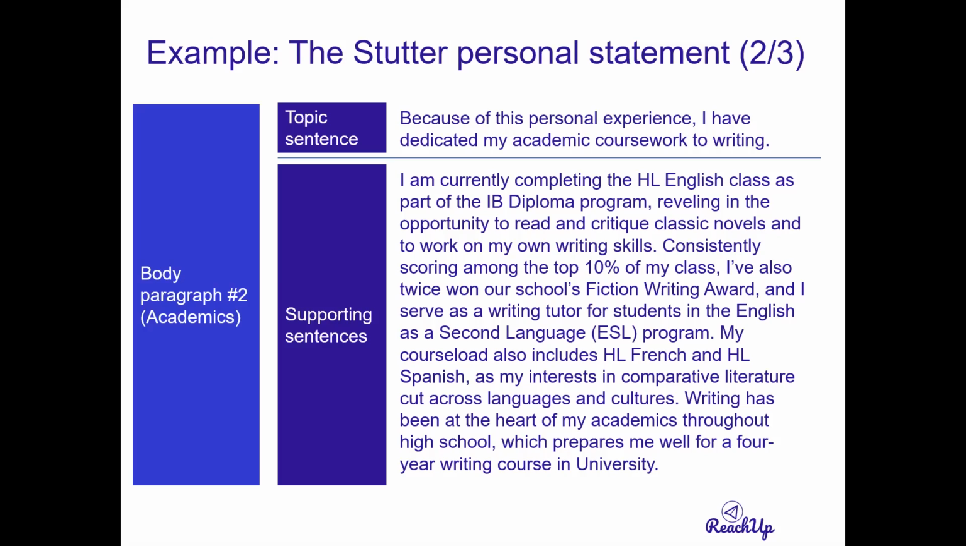And the applicant here talks about the fact that he's doing higher level English as part of his IB diploma program, how he's enjoyed that class, how he's scored among the top 10% of his class, and that he's won his school's fiction writing award twice, how he's serving as a tutor for students who are learning English as a second language, and so on and so forth. But you can see that he's basically telling the university, look, not only am I telling you I want to study writing in university and that I'm passionate about it, I've also demonstrated it through my academic coursework and achievements.